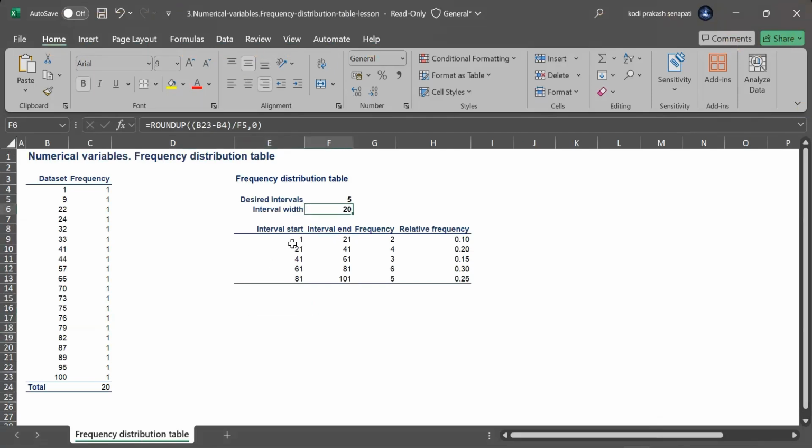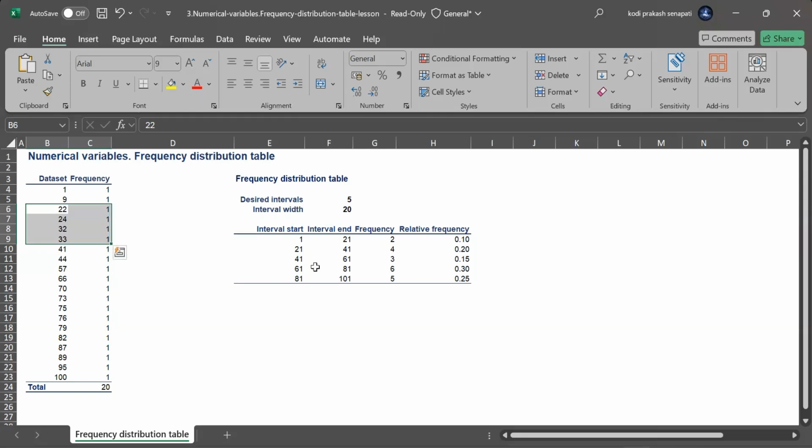20. So we start with 1, plus 20, so 1 to 21, right? In 1 to 21, how many frequency did I get? 2. Can I say 2? Now 21 to 41. In 21 to 41, how many frequency did I get? 41 is excluded. So this got 4.